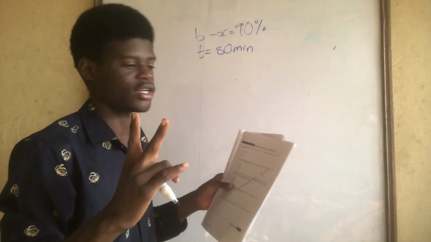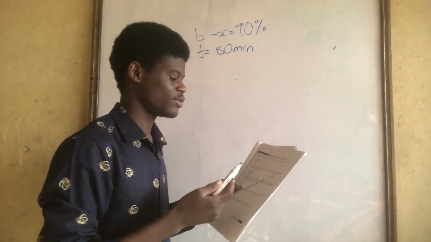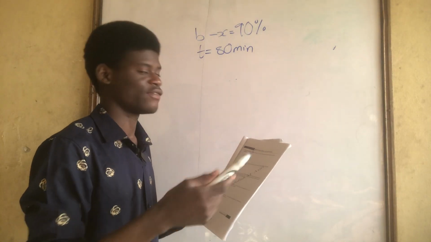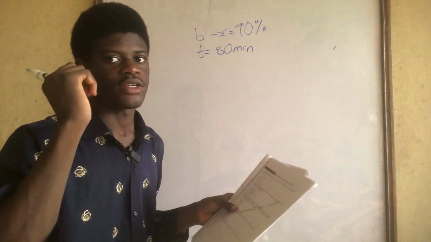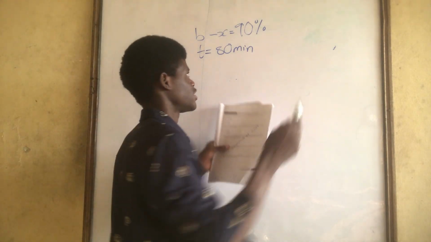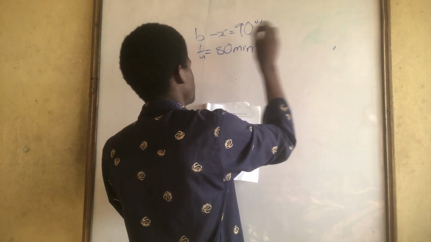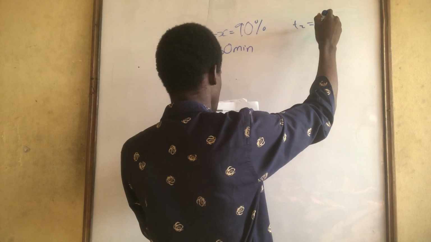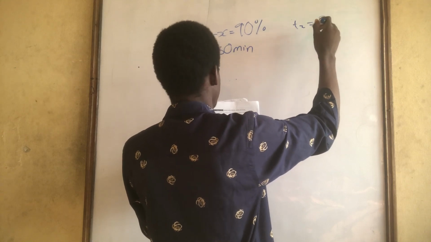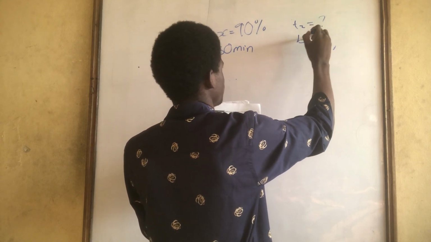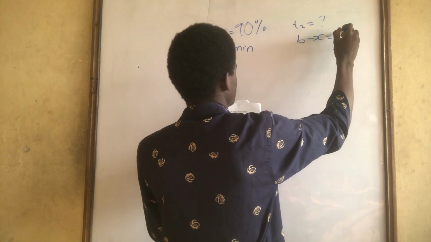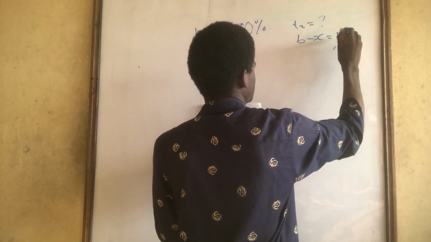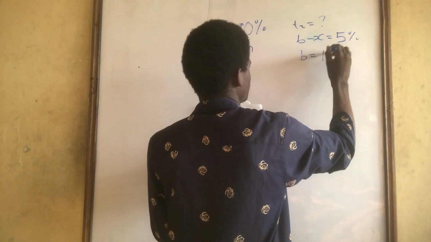You can see that this is two scenarios. They said the first order reaction is 10% complete in 80 minutes. Then they ask how long would it take for the reaction to be 95% complete? That means this is two scenarios in one question. This is our first time, and this is time two. How long would it take to be 95% complete is what we're looking for. And for it to be 95% complete, it's going to be 5% incomplete. The initial condition is always 100%.